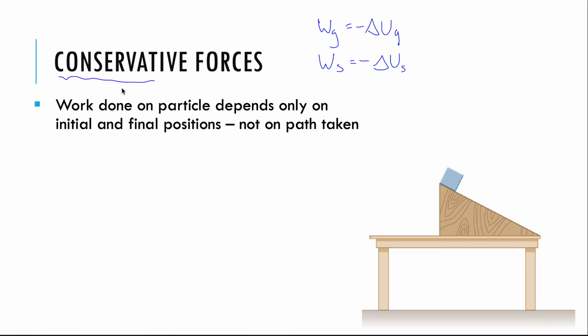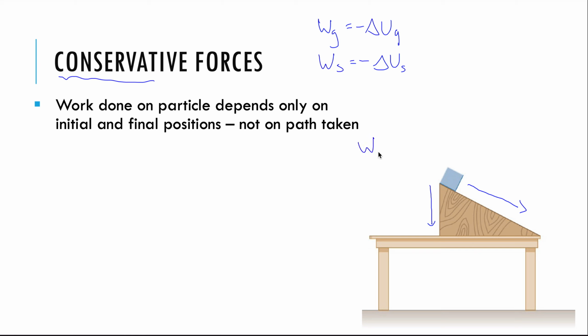The way a conservative force is defined is that the work done on the particle depends only on the initial and final positions, not on the path taken. So if we consider a block on an incline here, if it goes down this way, or if it goes down this way, the work done by gravity on this object is going to be the same regardless. Does that make sense? Well, think about it.